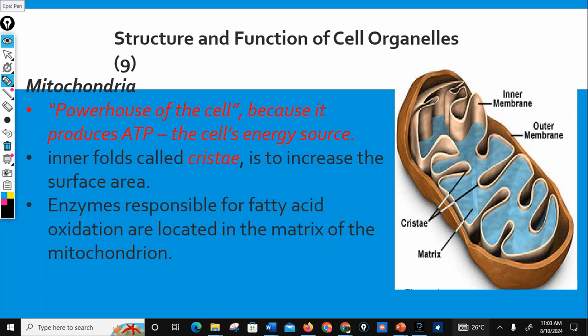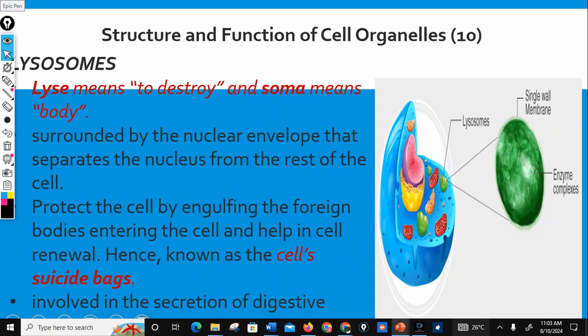All right. The next one is the lysosomes. I did talk about it. The word lys means to destroy or to split, and soma means body. So they are bodies that split apart or destroy. In fact, they have their own special name. We call them suicide bags. Okay, that is mentioned there.